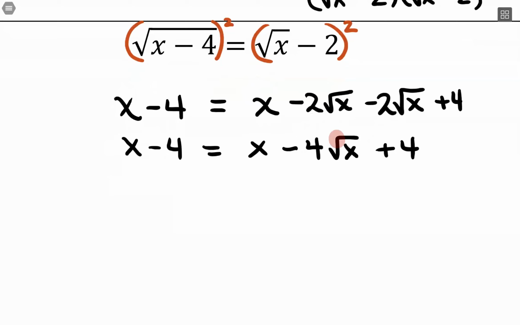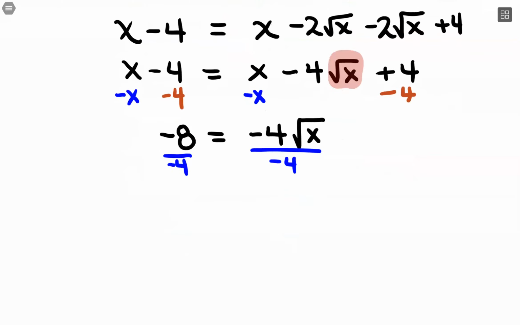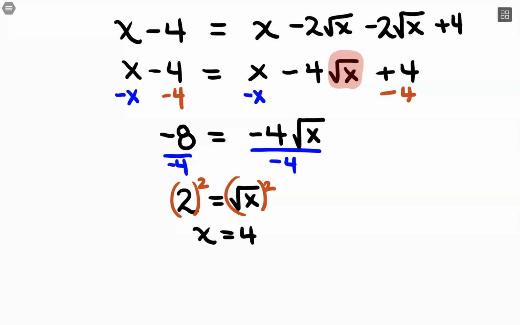And then what I want to do is isolate that square root of x. So I'm going to subtract x from both sides of the equation. I'm going to subtract 4 from both sides of the equation. So x minus x is 0. Negative 4 minus 4 is negative 8. And I would be left with a negative 4 root x over here. Divide both sides by negative 4. And that'll give me a positive 2 equals the square root of x. And then we're going to square both sides. Now that gives me x equals 4.